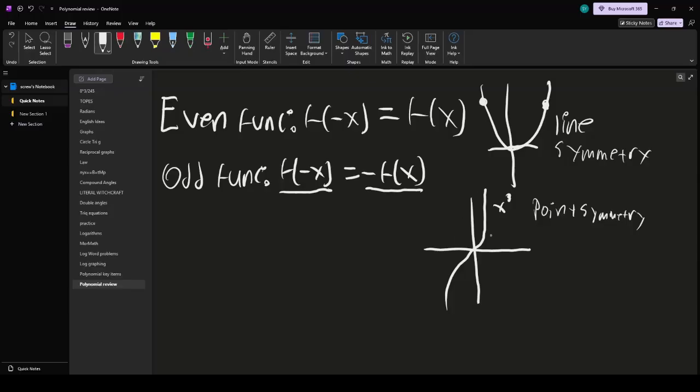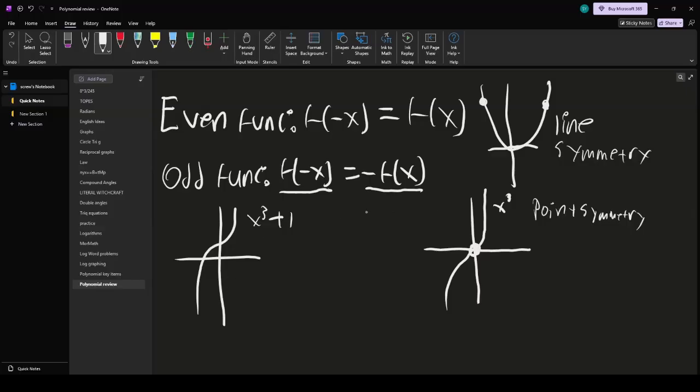If you took this function and rotated it about the origin, like 180 degrees, it would look the same, right? But it's important to note that it's only about the origin. If we take this, and let's just pretend this is x cubed plus 1 or something, this no longer has any symmetry because it's not symmetrical about the origin.